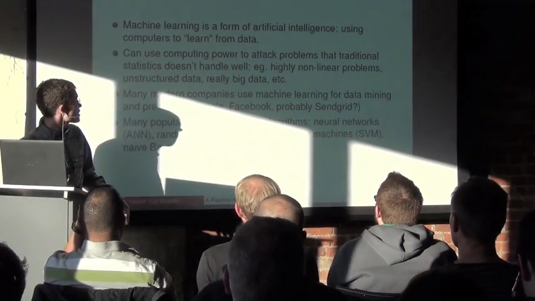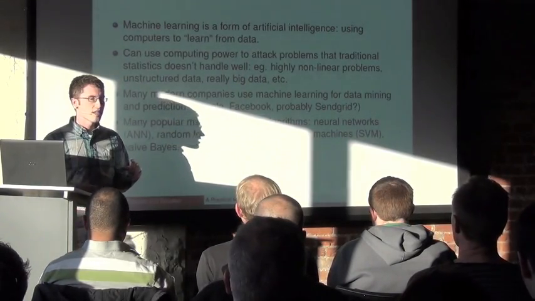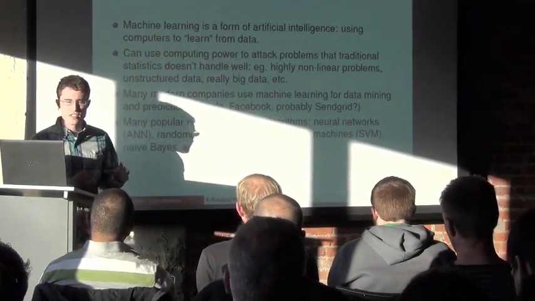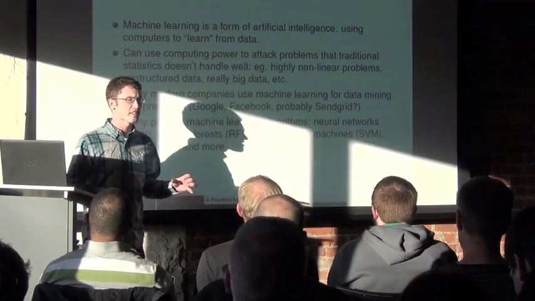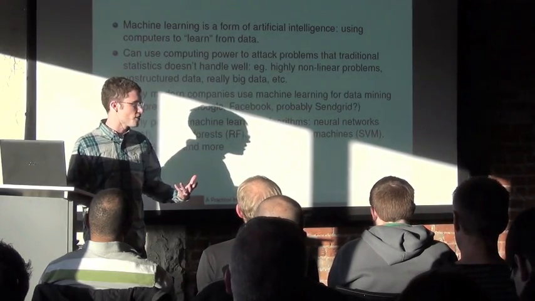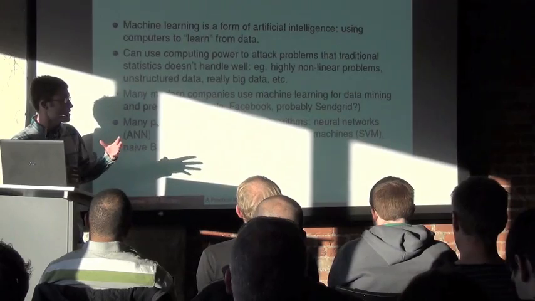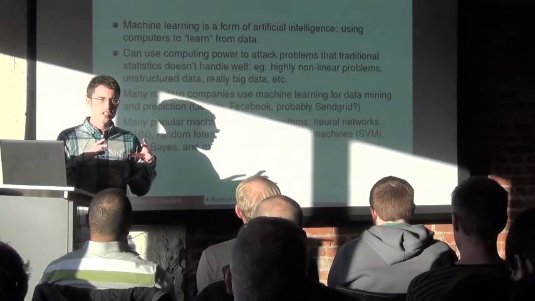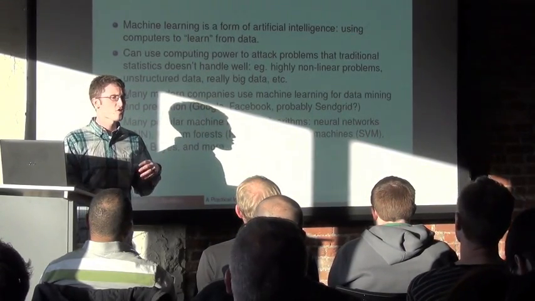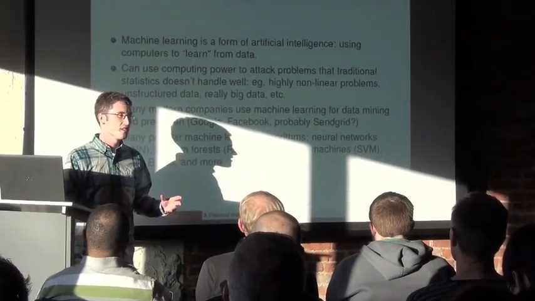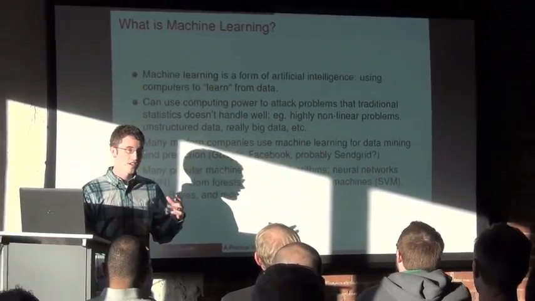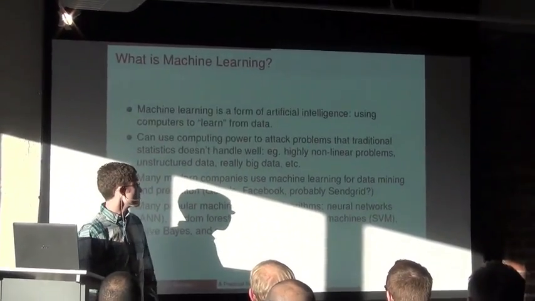So first of all, what is machine learning? One way to think about machine learning is it's a form of artificial intelligence. It's exactly what it sounds like. Machines are learning, right? In our particular case today, we're going to be using computers to learn from data, to try to make predictions or classifications based on data that it's been trained on.